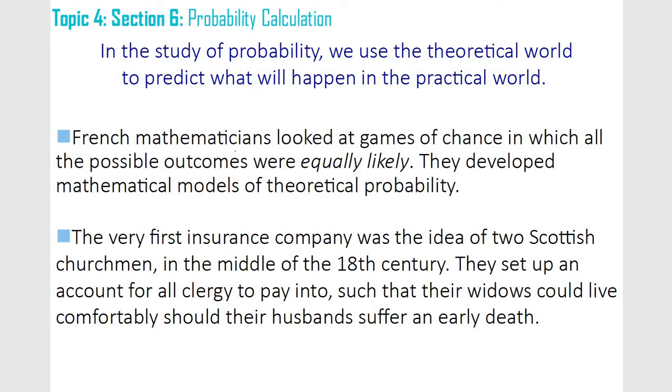Just some backstory. Some French mathematicians were one of the first to develop mathematical models of theoretical probability by looking at games of chance. They were trying to increase their money when they were gambling. Then two Scottish churchmen were the first to come up with insurance, and that idea was set up to pay for widows, in case the churchmen were to pass away, so the widows could still live comfortably. Just some interesting backstory of probability.